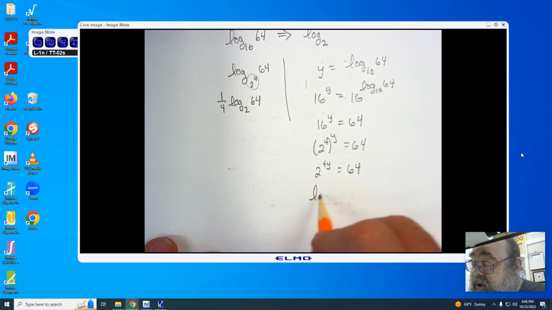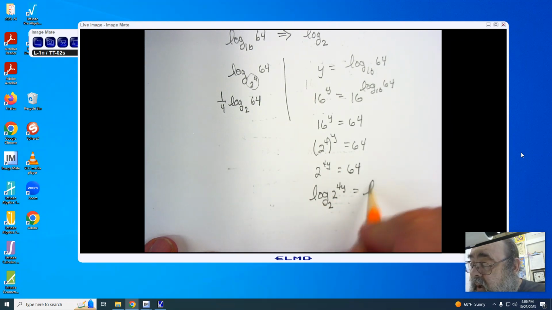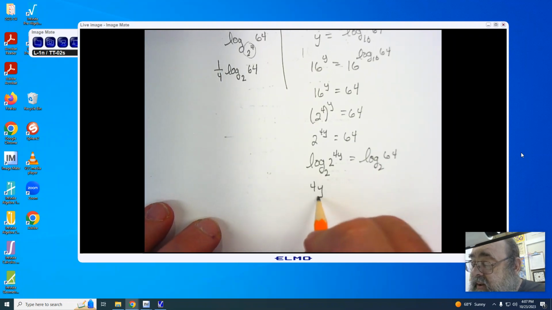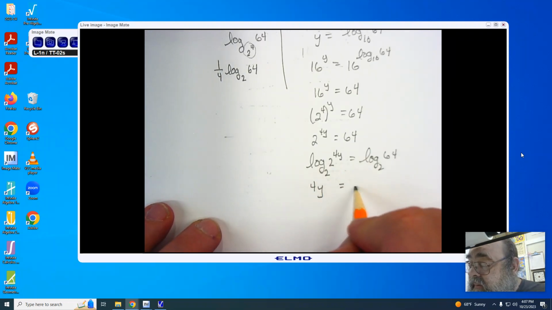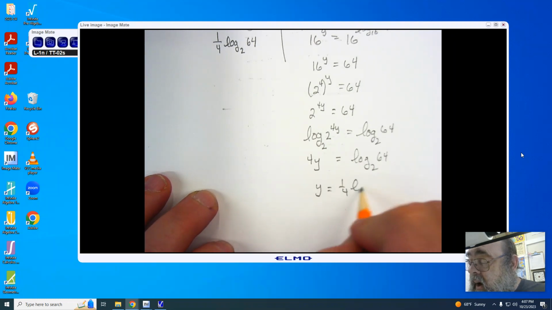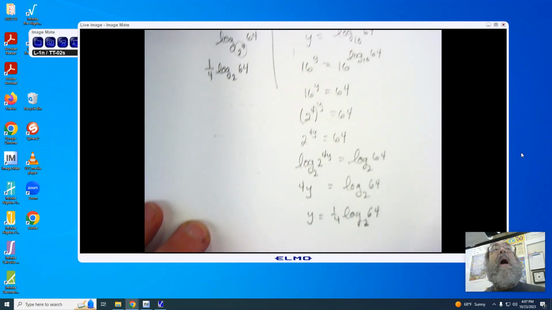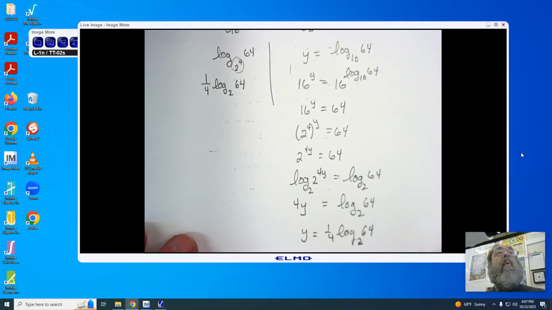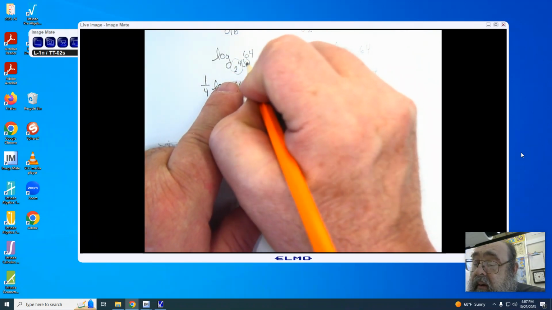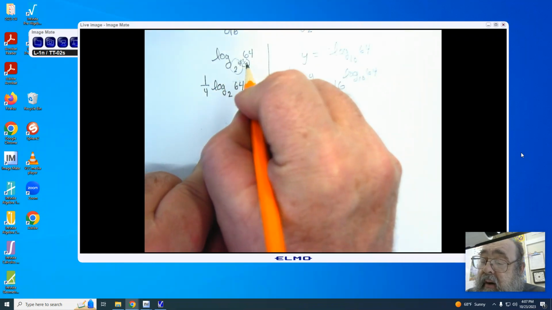I'm now going to exponentiate: log base 2 of 2 to the 4y equals log base 2 of 64. Power moves in front, and log base 2 of 2 is 1. And the last step is to multiply by 1/4: 1/4 log base 2 of 64. Now you'll notice this was a lot of work to go through, whereas this one just recognized I want the 1/4 power here, and whatever I did here has to go in front.